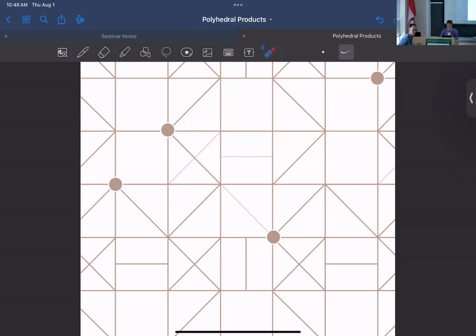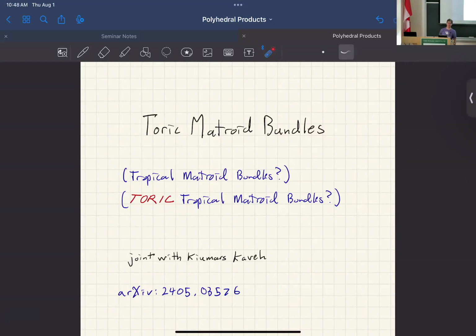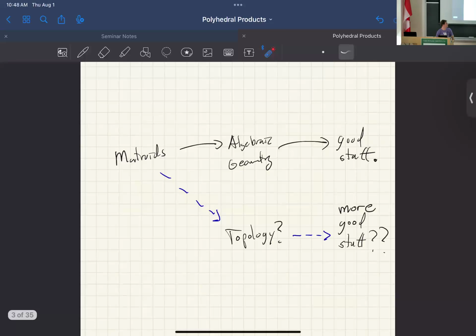So the title of the talk is Toric Matroid Bundles, but it's about a collection of objects that we're not quite sure what we're going to call yet. So it could also be called Tropical Matroid Bundles or Toric Tropical Matroid Bundles. I'm not sure. But this is all work that's joint with QMARS Cave. Okay. So hopefully by the end of the talk, this can be a question that you all here can consider.